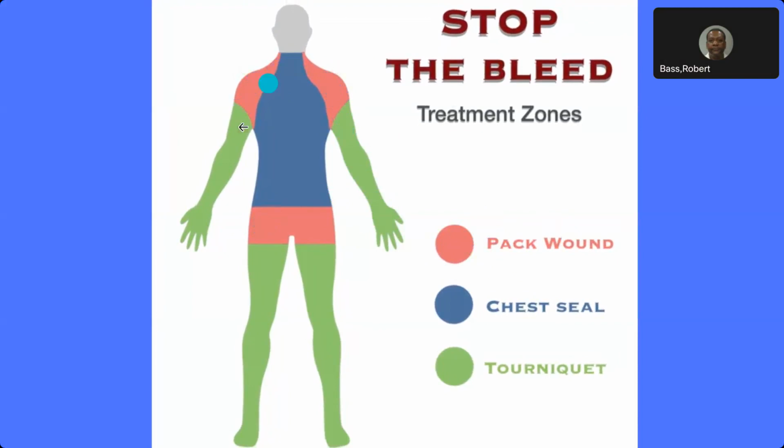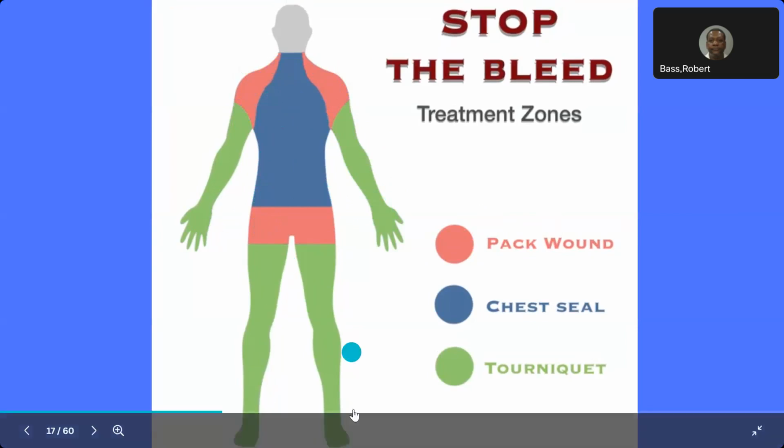If we look at the areas that are blue, this is going to be the area of the chest, or what they call the box. And this is an area where we are going to use seals. And then if you look at the green, these are your tourniquet friendly areas. Your extremities, upper extremities, and also your lower extremities.